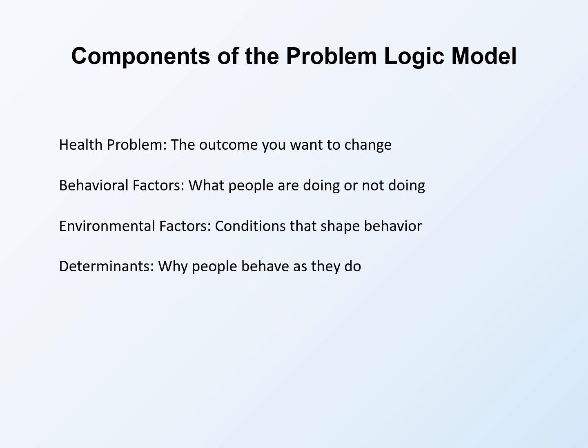Also moving left, we have environmental factors, the conditions that shape behavior: lack of safe places to exercise, food deserts, workplace policies. And further left, we have determinants, the reasons why people behave as they do: lack of knowledge, cultural beliefs, lack of access, social norms. The logic model shows how these connect, how determinants lead to behaviors, how behaviors occur within environments, and how all of this produces health outcomes.